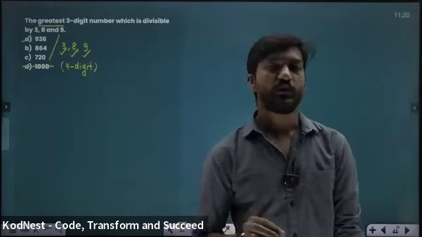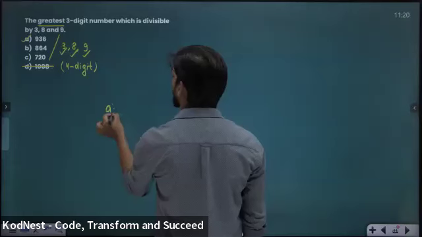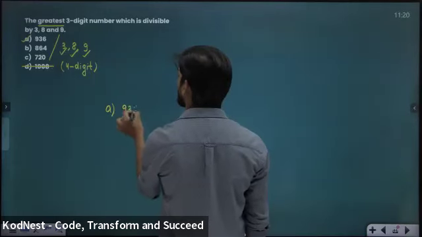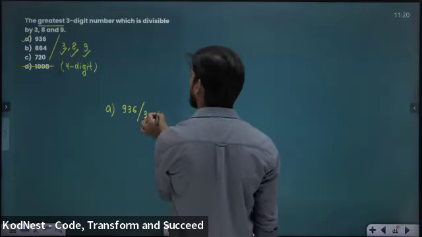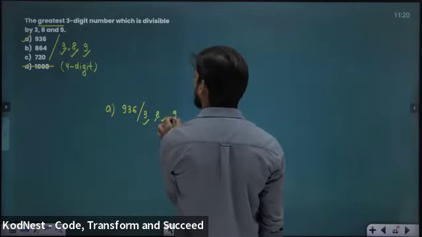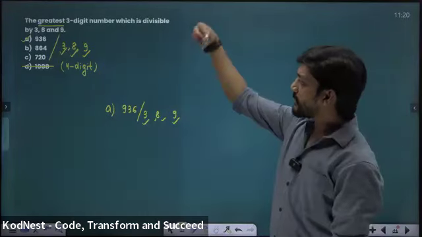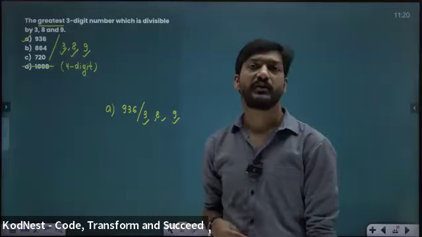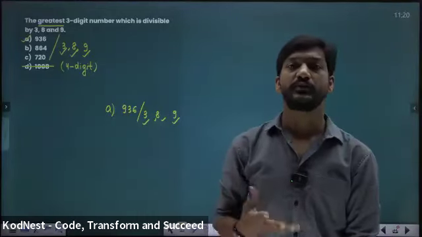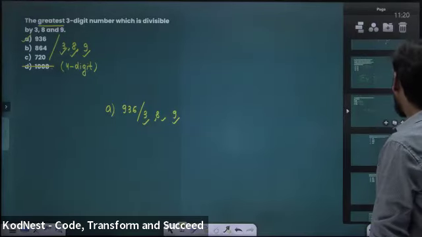So in such cases, what I will say is, you start with the greatest option. A option is greatest. So you start from there. 936 divisible by 3, divisible by 8, okay, divisible by 9. So this is correct. So whenever they ask greatest, you start with the greatest option and check. Then go to the next one, go to the next one. Okay, you will understand. We are just in the starting.